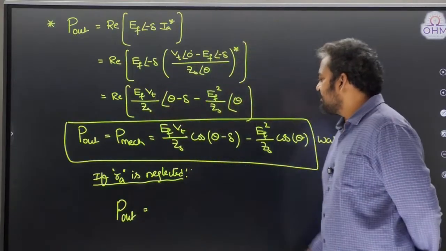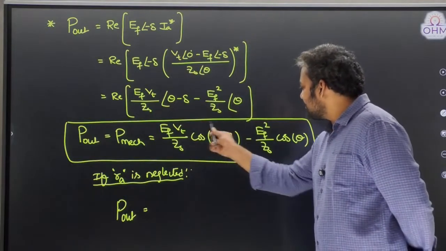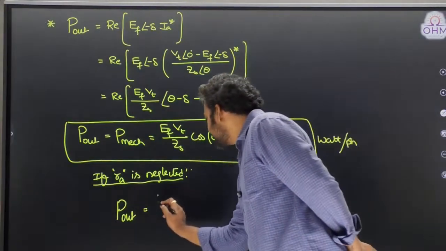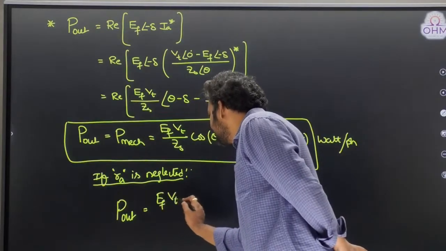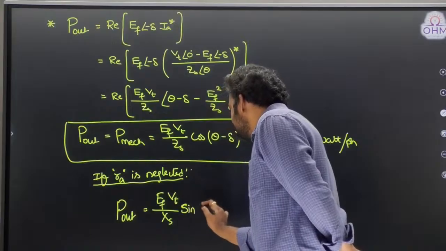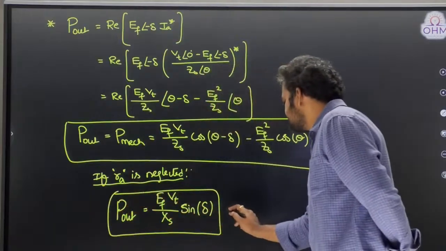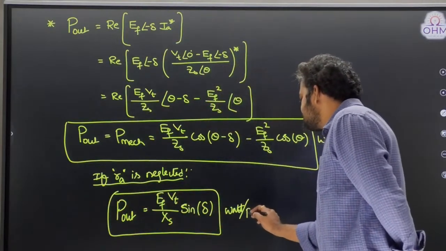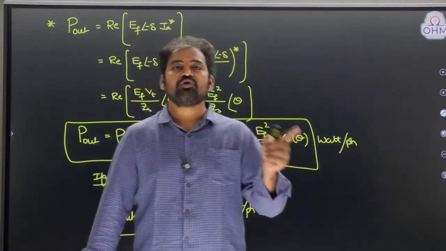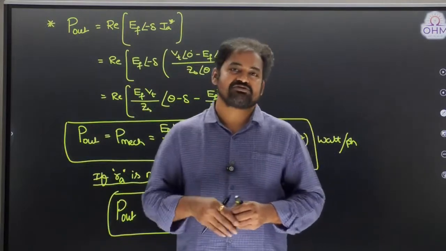Why? Because if RA is neglected, theta is equal to 90. What is cos 90 minus delta? This will become sin delta. Cos 90 becomes 0. Therefore, the answer will become EF into Vt by Zs, which becomes Xs, sin delta. This is the same equation for input power also. Yes. So that means what? Whether it is generator or motor, if armature resistance is neglected, output power value and input power value become equal. That means we are indirectly neglecting the losses.